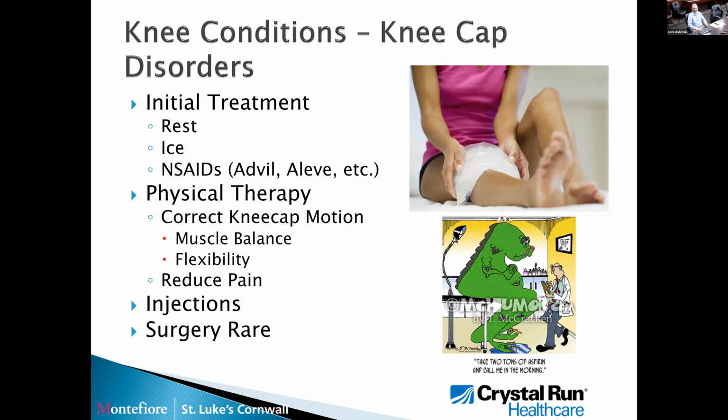Initial treatment for this makes sense. Rest it. If it's hurting, don't do it. Ice your knee as well. That will help reduce inflammation. And then anti-inflammatories, so long as you're able to take them, something like Advil or Aleve.